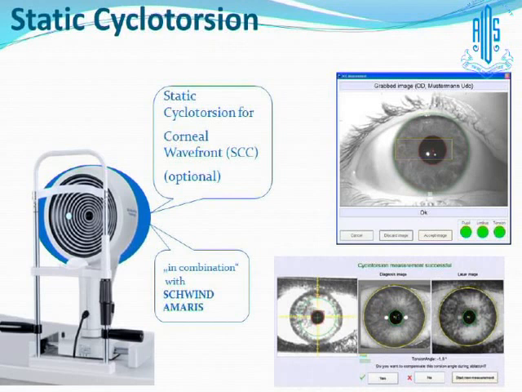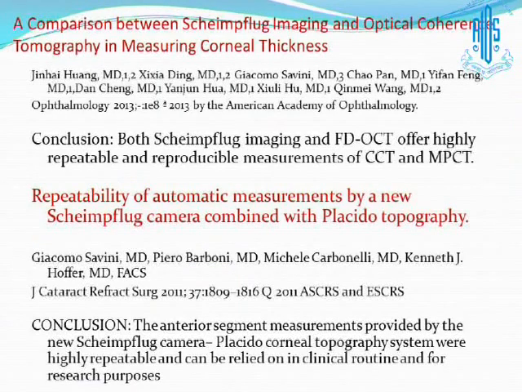We also have a feature of static cyclotorsion, so all the high astigmatisms can be treated properly. This has been compared with other machines as far as corneal thickness is concerned, as far as repeatability is concerned. Results are excellent.